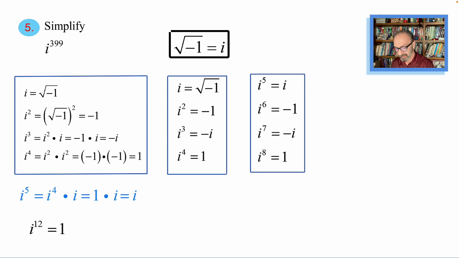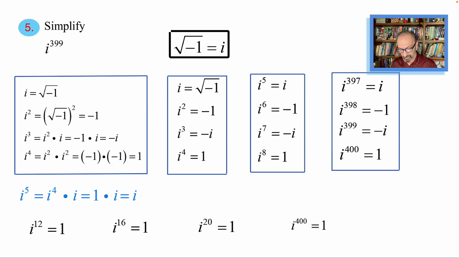So from here we could see that I to the 4 is 1, I to the 8 is 1, I to the 12 is 1. So multiples of 4 will end up 1 all the time. That means I to the 16 is 1, I to the 20 is 1, and since it's a multiple of 4, I to the 400 is 1. That means I could go from I to the 4, which is 1, backwards and fill this in, just like what we know for the first 4.